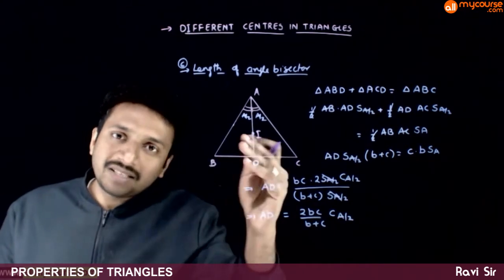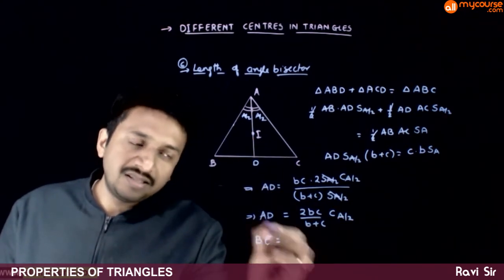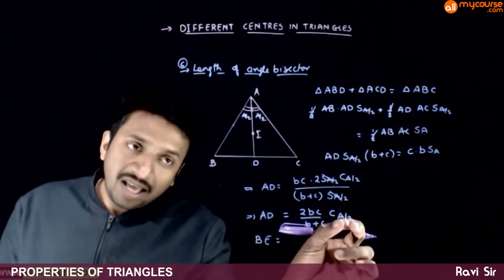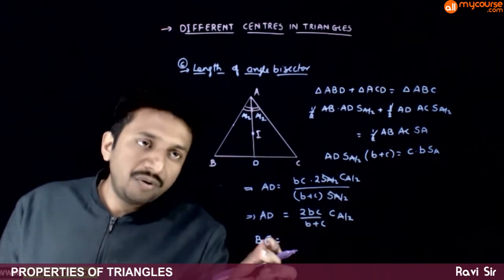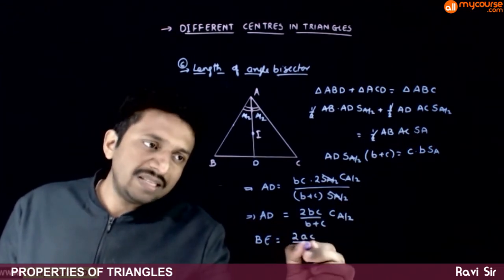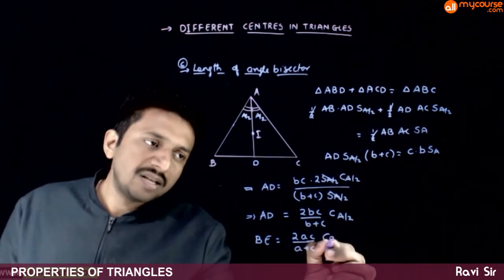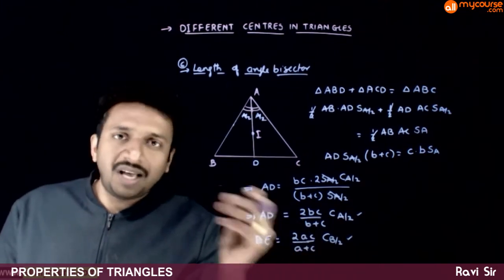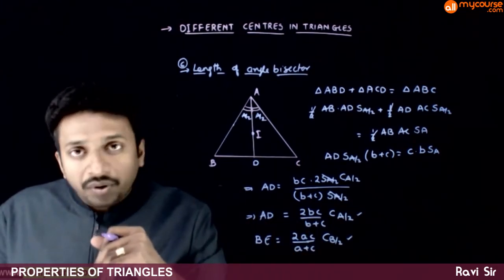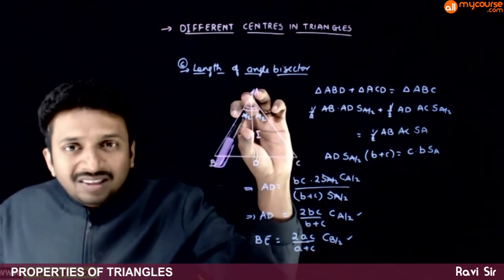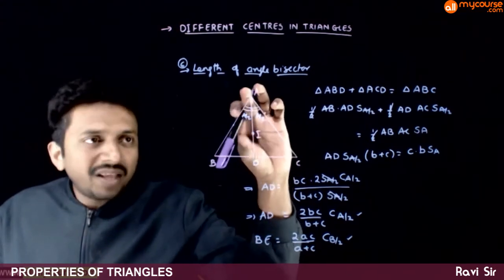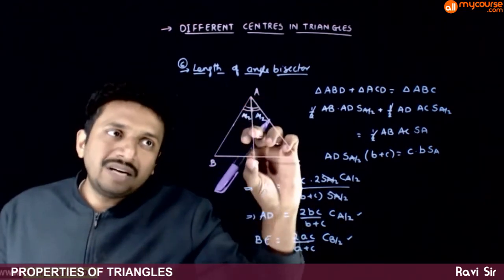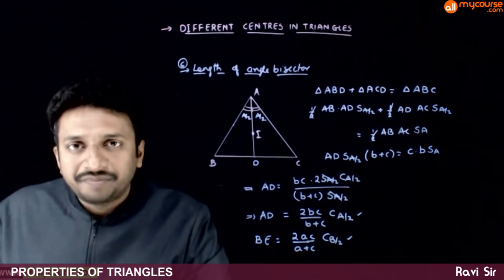Similarly, if you want the angle bisector of angle B, BE is equal to, so if you want the angle bisector corresponding to A, you have A here and the remaining two sides here. So if you want it corresponding to B, you have 2AC by A plus C times cos B by 2, and so on. So if you want CF, 2AB by A plus B times cos C by 2. So we know the length of the bisector up to AI, and we know the total length also. From these two, we can find the ratio of distances AI is to ID also.